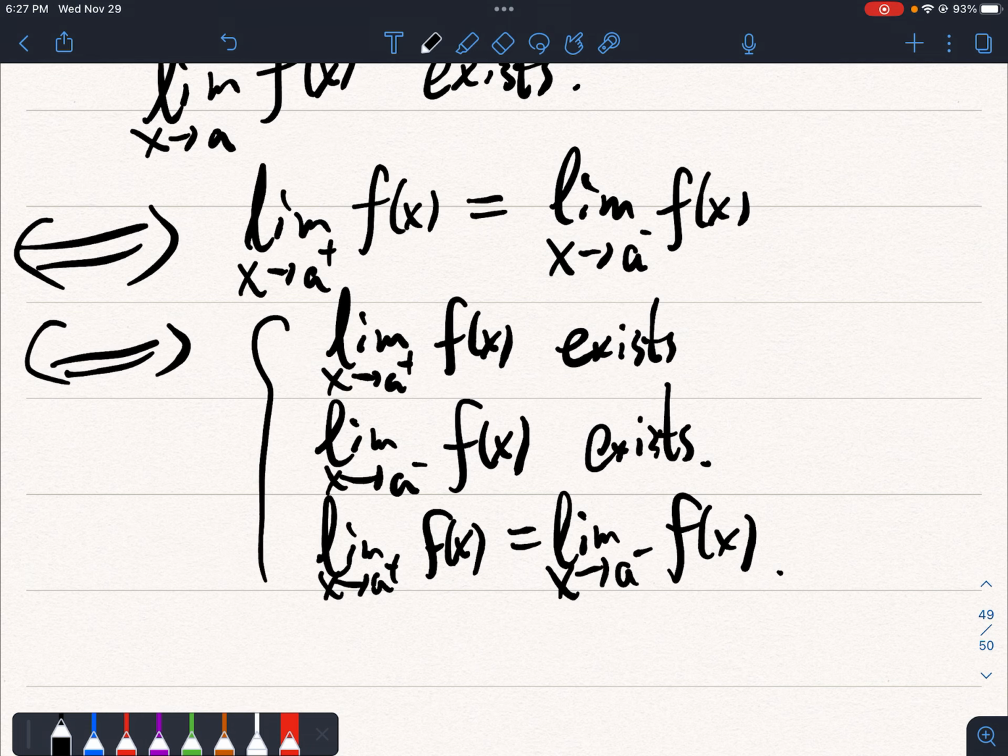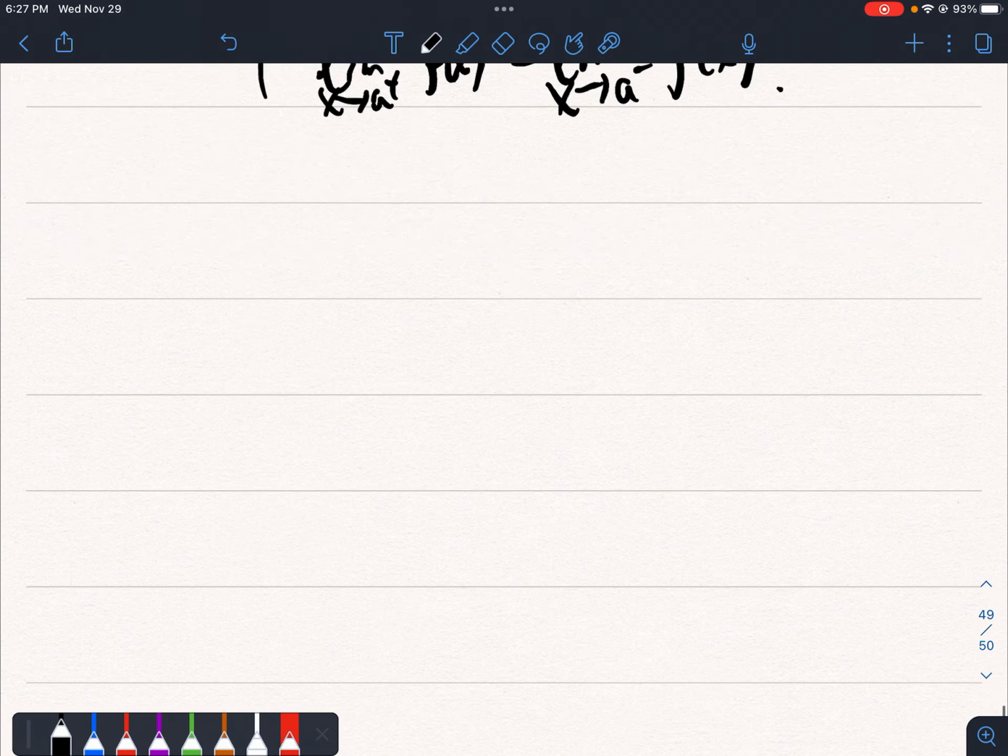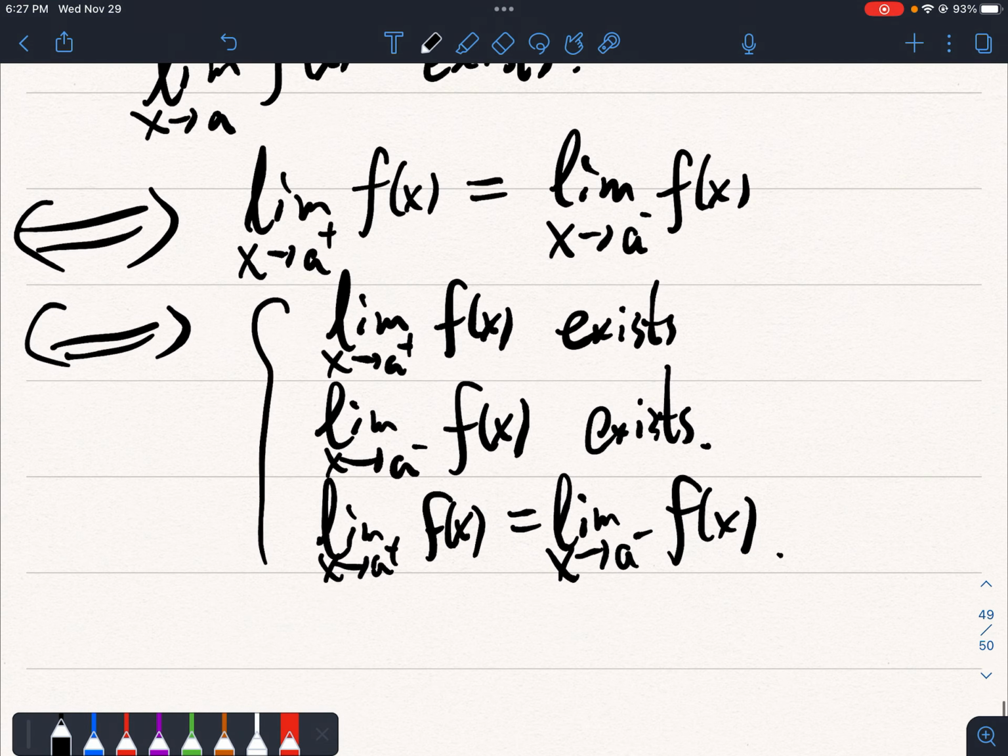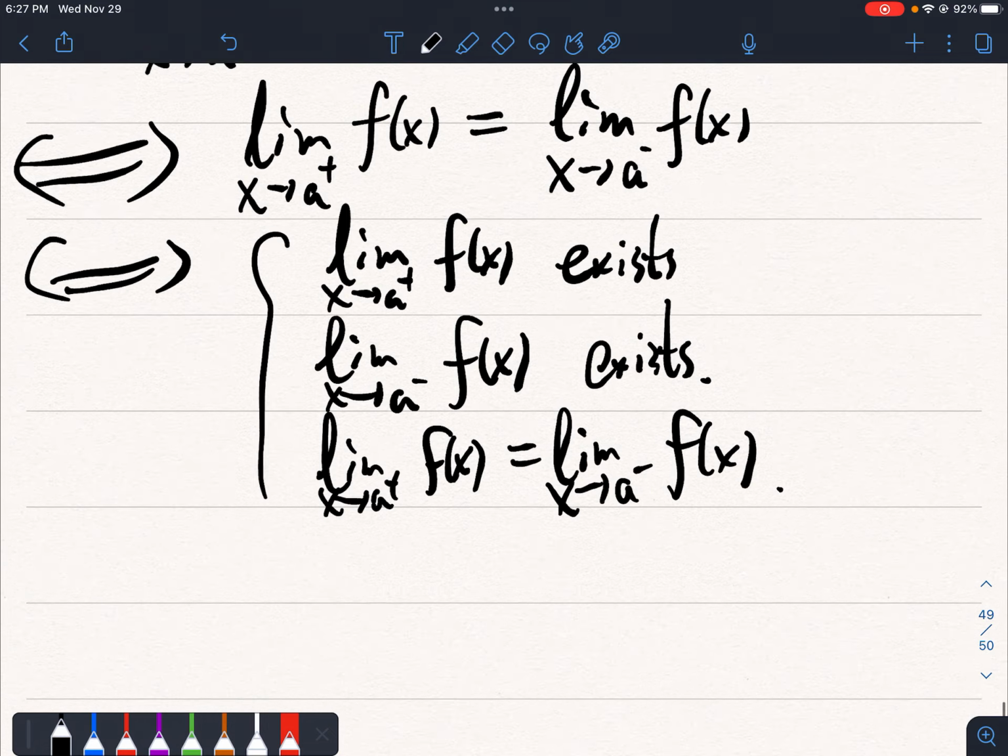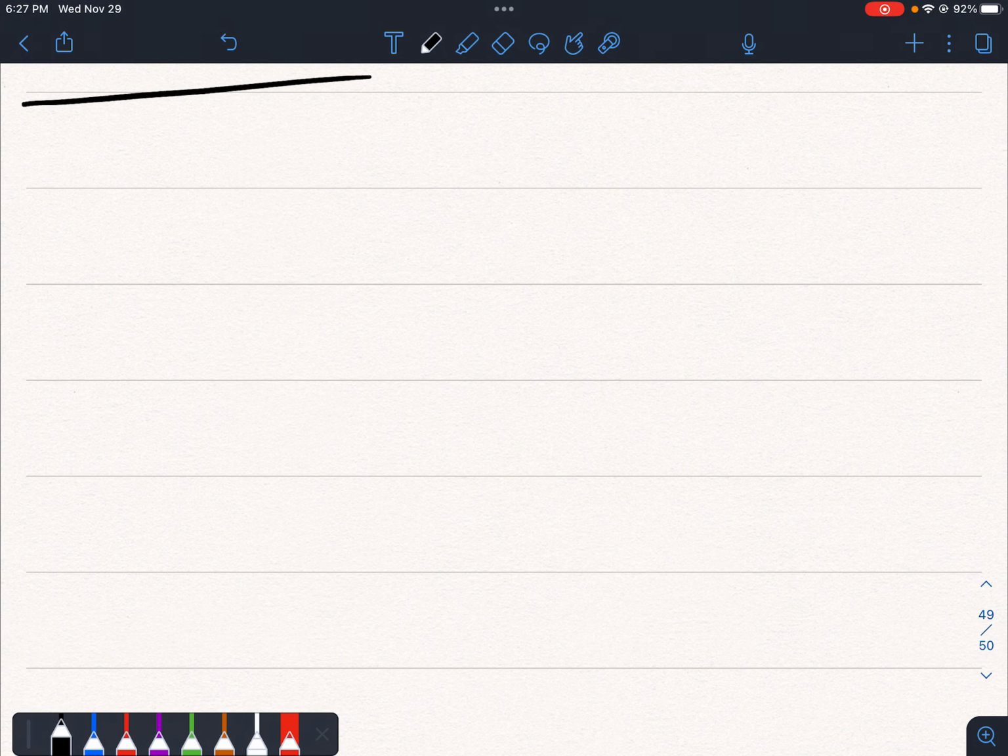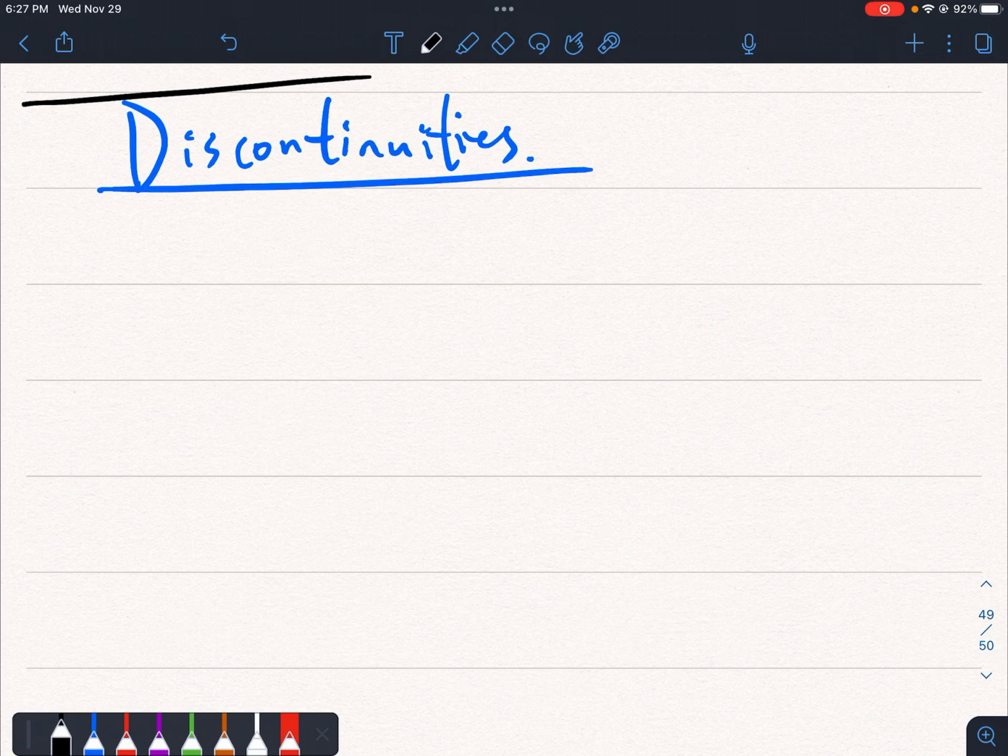Okay, and now I want to talk about some cases when the function is not continuous. Now we have seen many different definitions of limits, and in practice, what are the common cases when a function is not continuous at a point? Which means we want to look at some common cases of discontinuities.